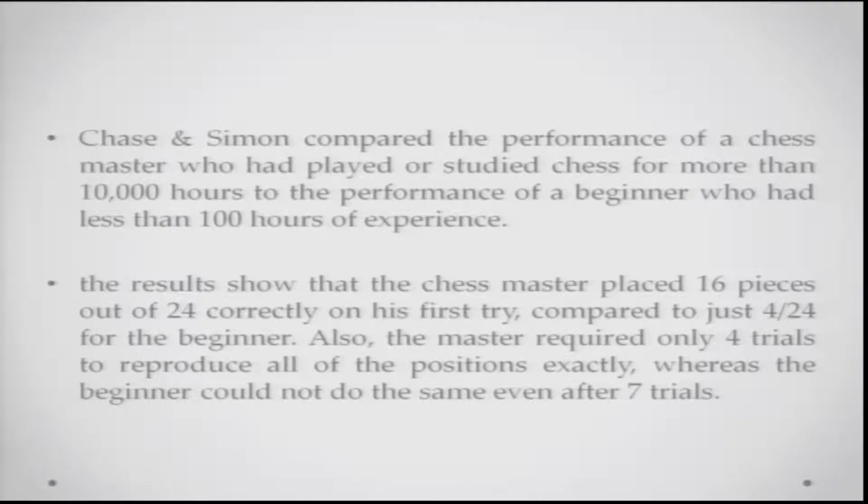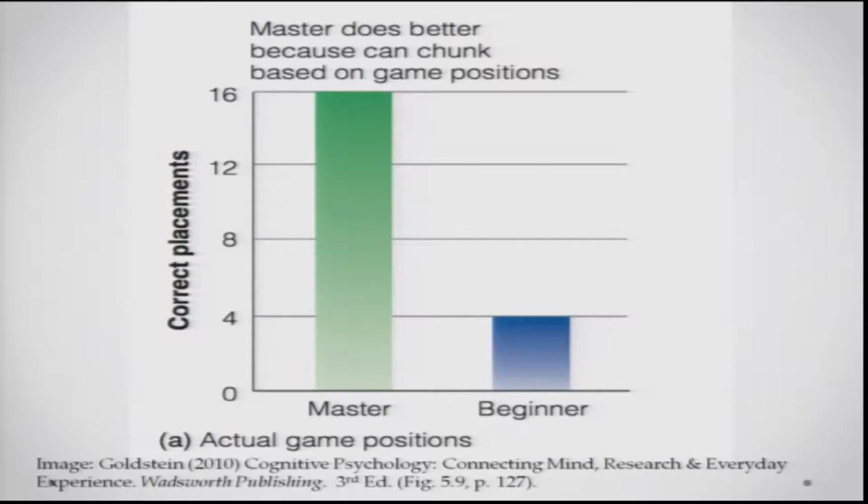So, you see, there is something here. Now, is it that the chess player is an expert? So, here is the data. The master does 16 correct placements on the first trial itself, the beginner does only 4.